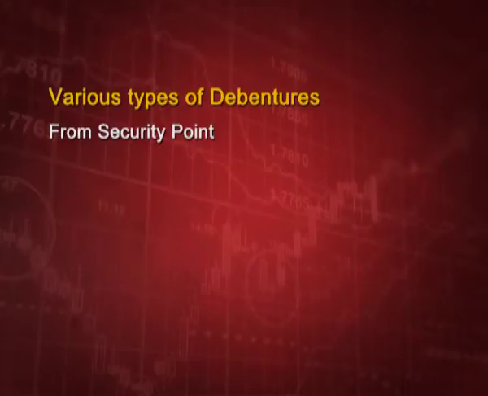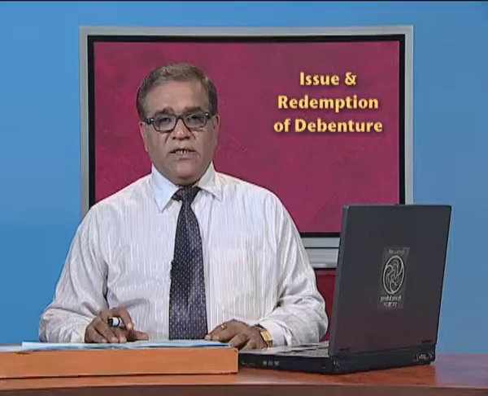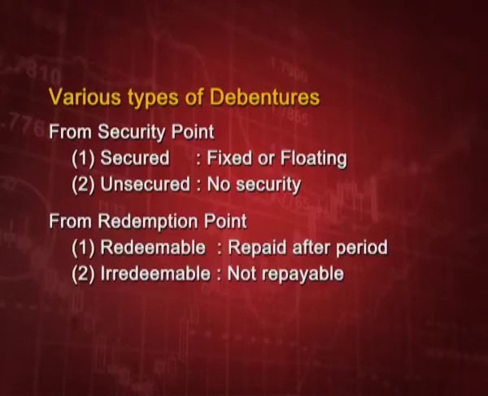What are the various types of debentures? If we see from the security point of view, debentures can be secured or unsecured. They are secured when there is a fixed or floating charge on them, and unsecured when there is no security. Fixed charge means when a particular asset is secured for that, and floating charge means a charge on all the assets of the company. Next, from the redemption point of view, debentures which are to be repaid are called redeemable, and which are not repayable are called irredeemable.